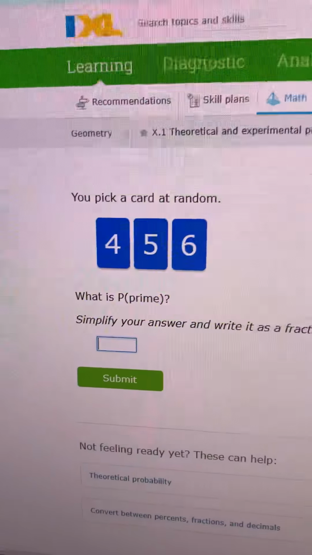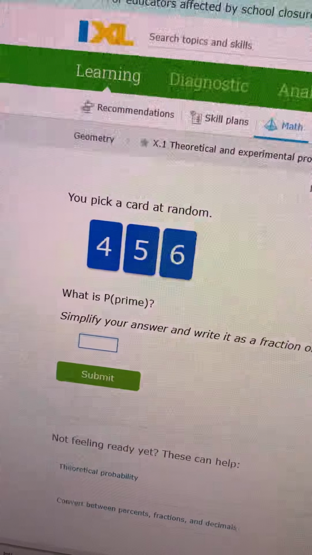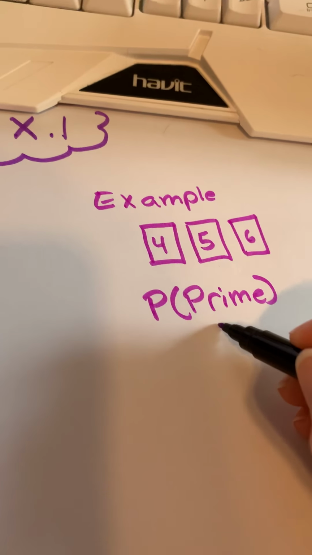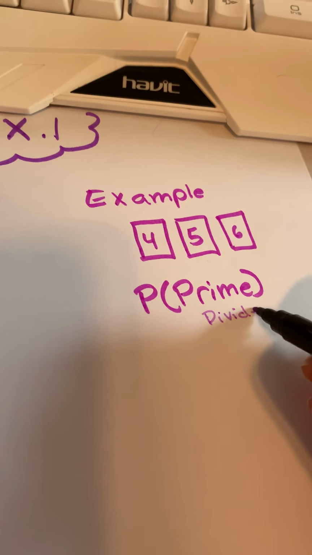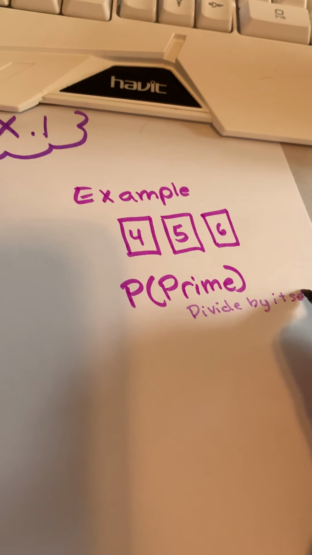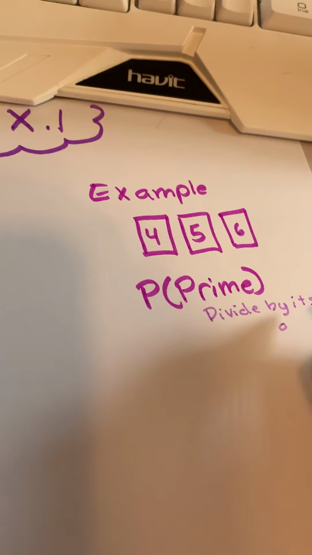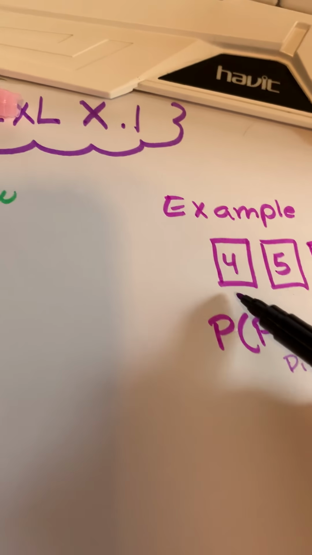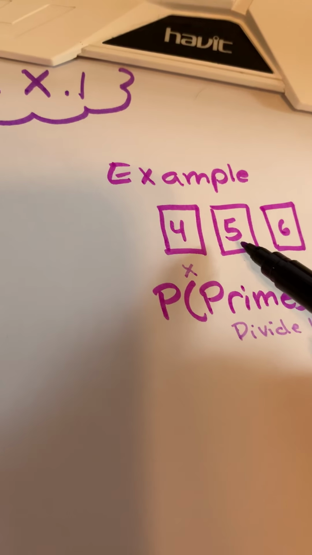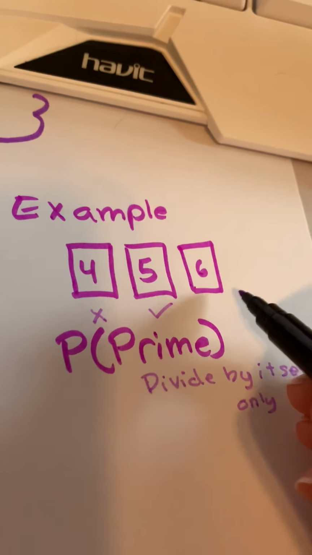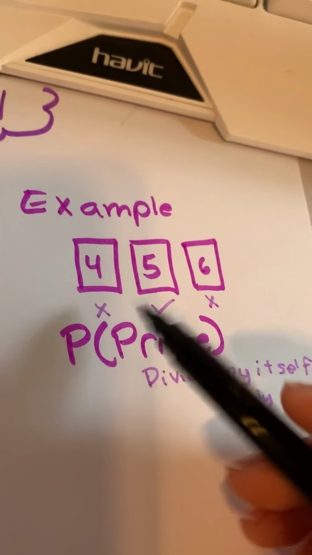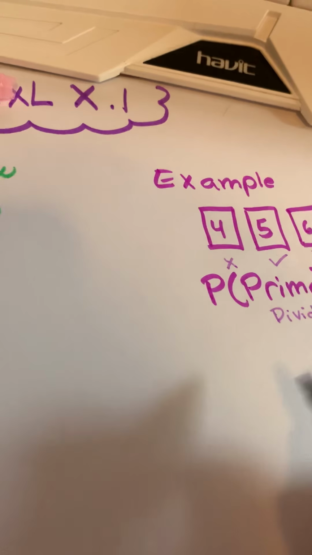It says, you pick a card at random, what's P of prime? So what's the probability of getting a prime number? So I rewrote it over here, right? Prime number just means that you can only divide by itself. You can't divide it by any other number. So if we look here, 4, I can divide 4 by 2, means it's not prime. 5, I can't divide 5 by anything. 6 can divide by 3, can't divide by 2, which means it's not prime. We got one of the things is prime, right?